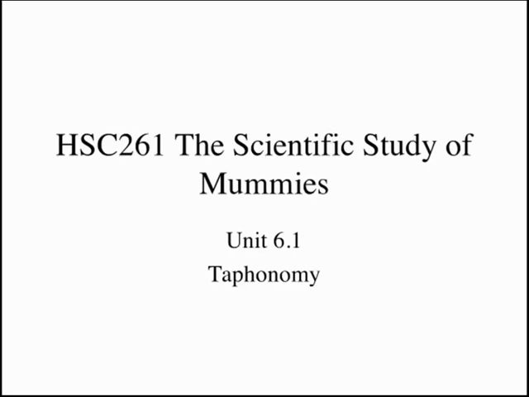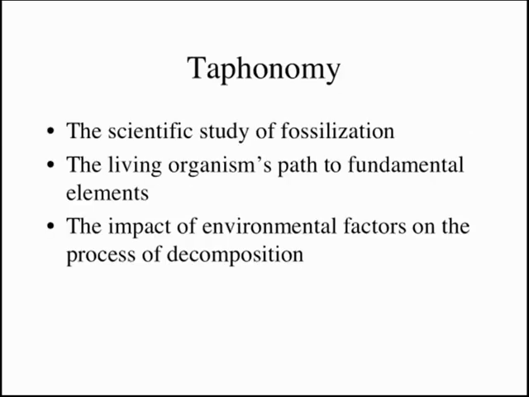All right, so we now know what decomposition is, and you know from this presentation how mummies are made. Decomposition is stopped by one of those mechanisms that we just described: a reduction in the aqueous environment, the acidity or alkalinity of the soil, and so on. But now there's something that can also impact both mummy production and the rate of decomposition, and it's called taphonomy. Taphonomy technically is a scientific study of fossilization, the living organism's path to fundamental elements, and that's what decomposition is. It's the impact of environmental factors on the process of decomposition.